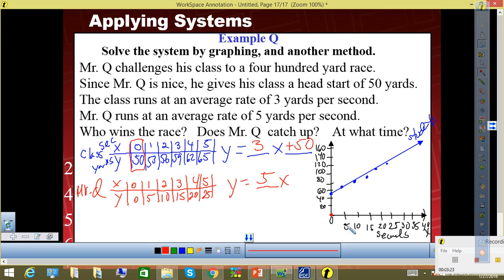After 5 seconds, where am I at? 25. After 10 seconds, 50. After 15 seconds, 75. That's right. After 20 seconds, 100. After 25 seconds, 125. Graph it.